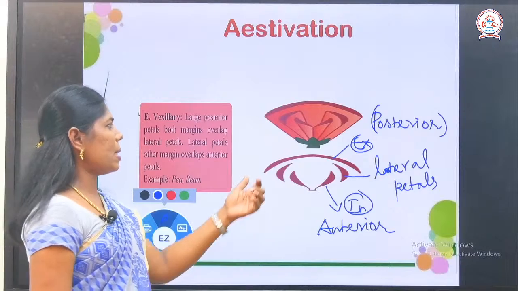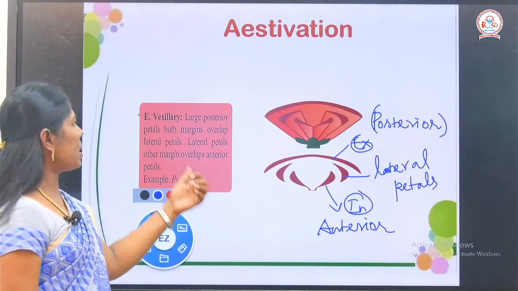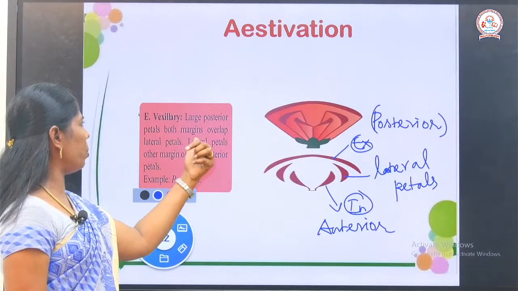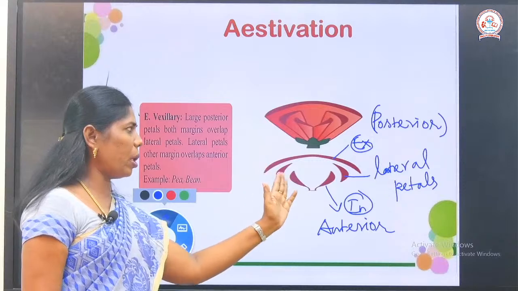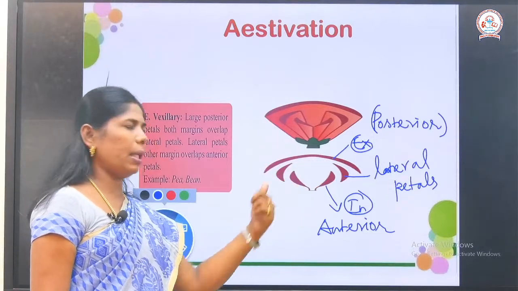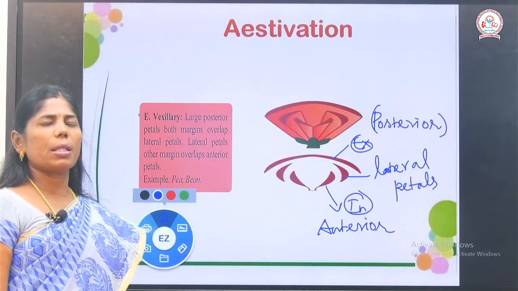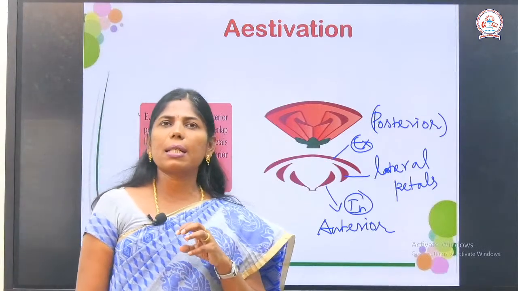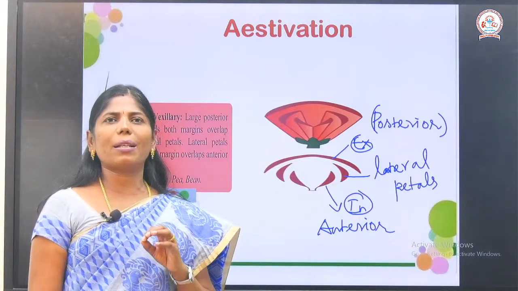So that aestivation is called vexillary aestivation. Large posterior petals, both margins overlap the lateral petals. The lateral petals, both margins overlap the anterior petals. This condition is called vexillary condition. This type of condition we can see in the Fabaceae family. Okay, there is a Clitoria ternacea flower.